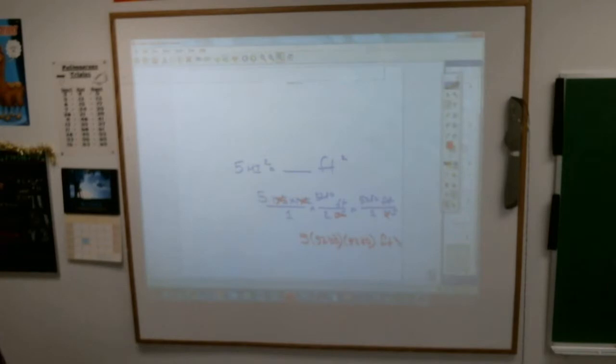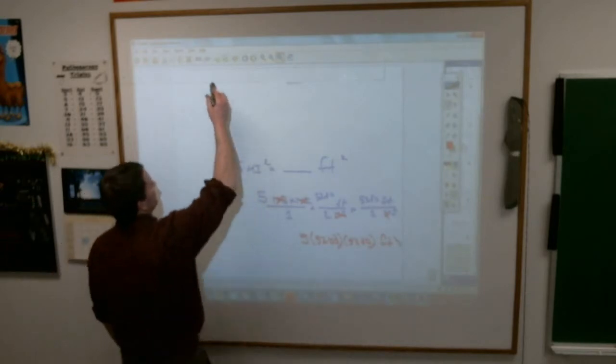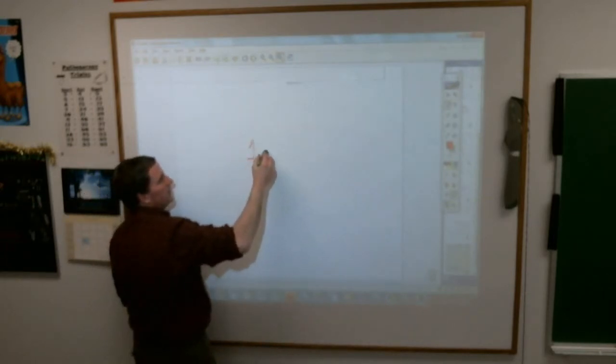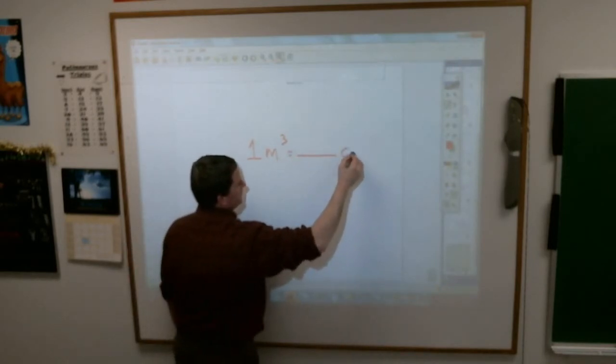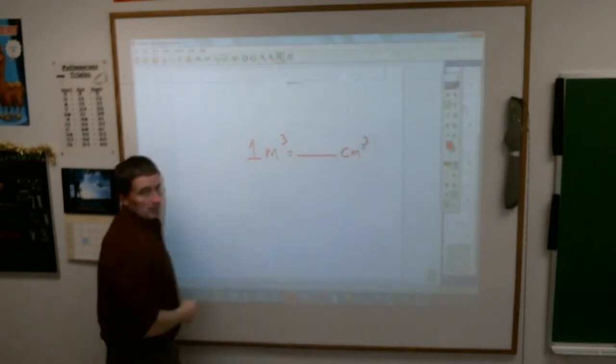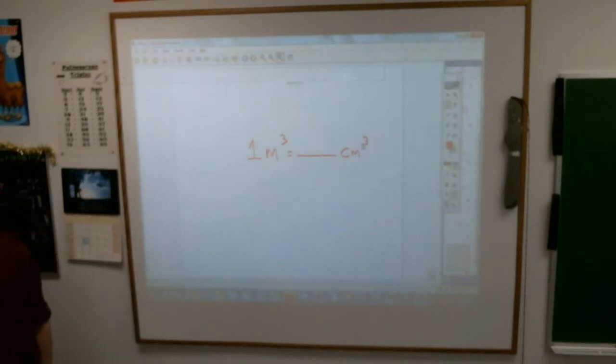Let's see what else. There's got to be something better to ask you. 1 meter cubed to centimeters cubed. Let me let you do that one. 1 meter cubed, change that to centimeters cubed. Give you a second to do that. Write out the labels.